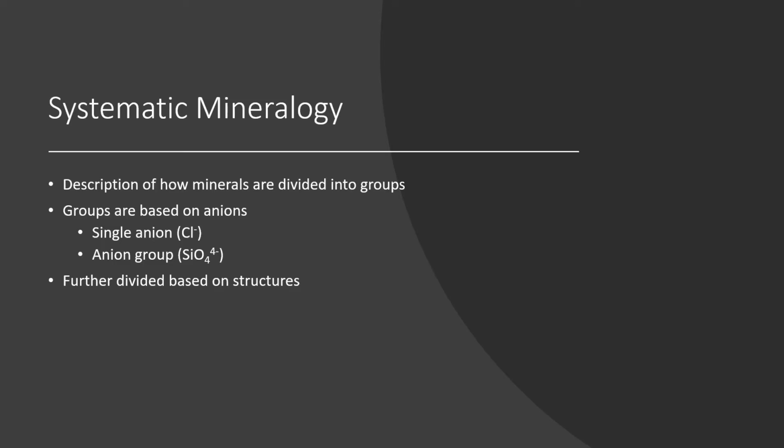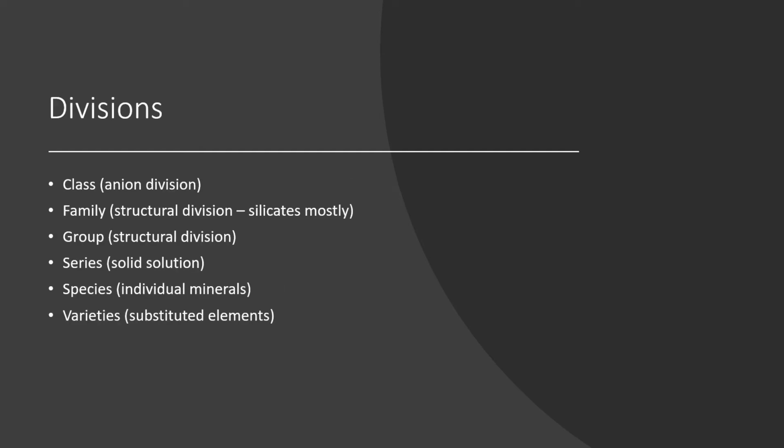So, systematic mineralogy is a description of how minerals are divided into groups, and they will be based on anions. So you have a single anion and an anion group, like silicates. These are then further divided based on their structures. So the divisions, which we're not going to really focus on in here, are class, family, group, series, species, and variety, almost like in biology.